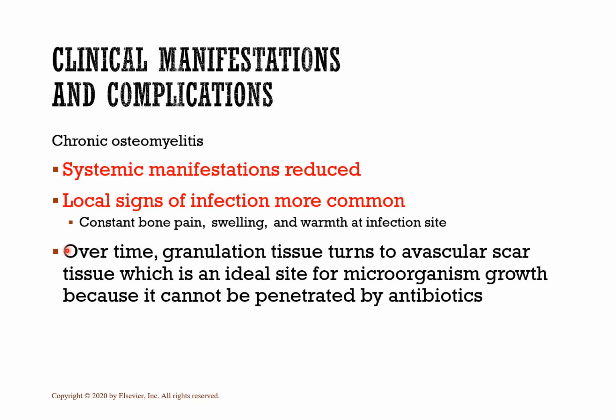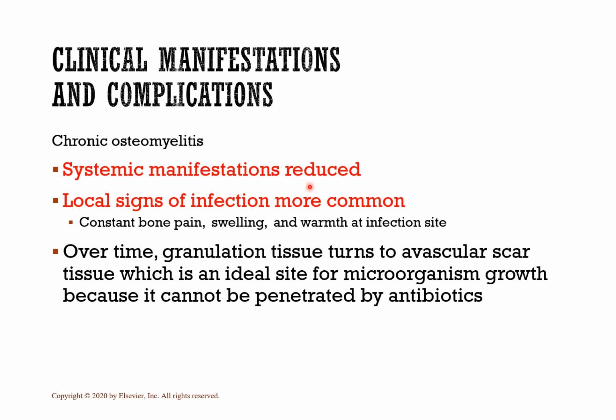So under the clinical manifestations for chronic osteomyelitis, you're seeing that the systemic manifestations are reduced, all right? So maybe that supreme intense inflammatory response is not as aggressive at this point. It's a chronic situation. However, you're seeing that the local signs of infection are more common. So here you're seeing things like constant bone pain, swelling, and warmth at the infection site.